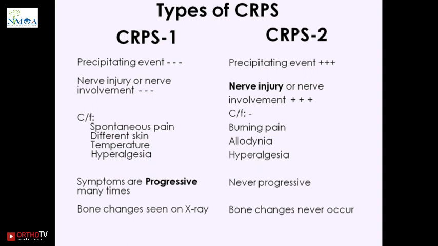Now, types of CRPS, CRPS 1 and 2. In type 1, there will be no precipitating event. We have only casted the patient.